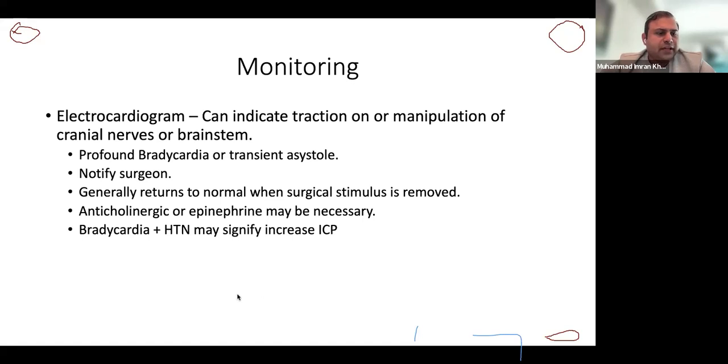Bradycardia may also signify an increase in intracranial pressure, particularly when it's associated with hypertension.